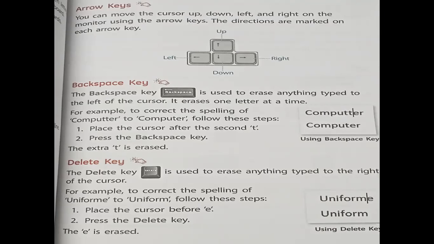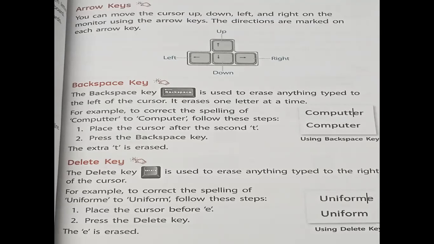Similarly delete key. The delete key is used to erase anything typed to the right of the cursor. जो भी कर्सर के राइट में हमने टाइप किया है गलत, उसको डिलीट करने के लिए हम डिलीट की यूज करते हैं. For example, to correct the spelling of uniformly. Here what is the spelling? UNIFORME. To make it uniform, we will follow the simple steps.